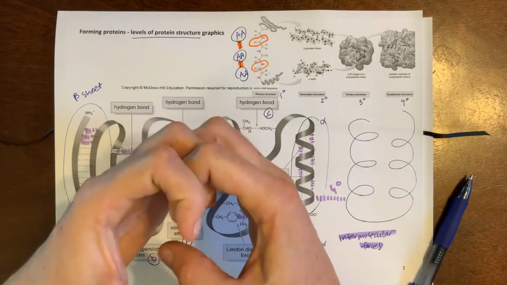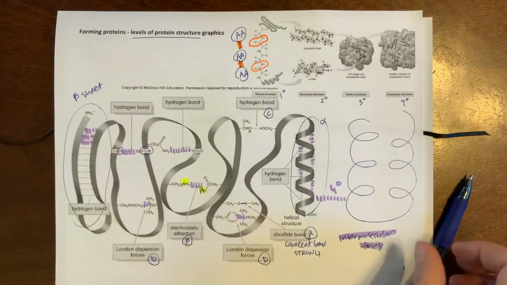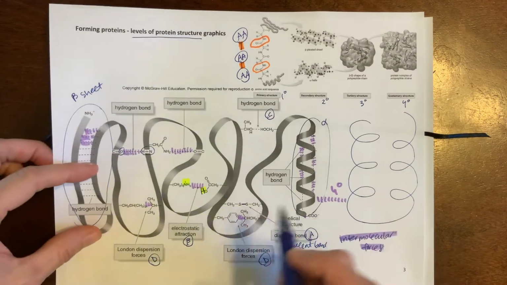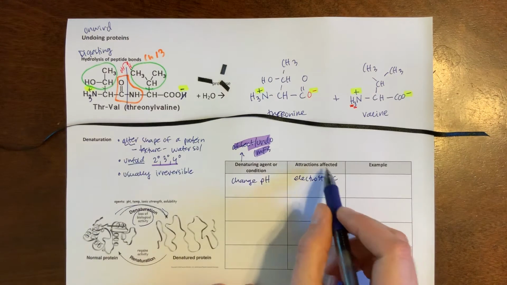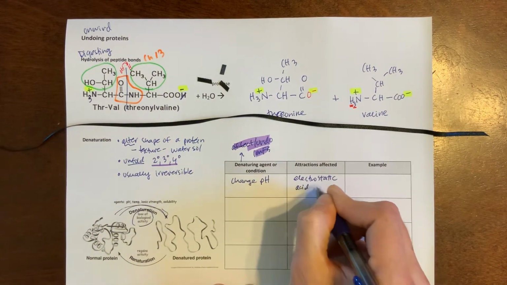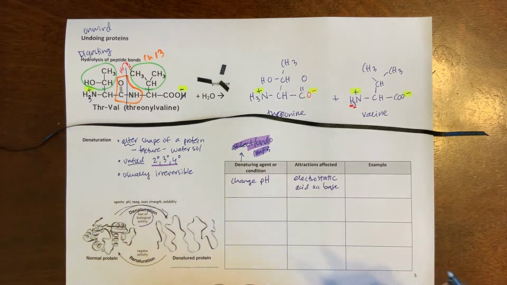And where this might have been really tight before, now it just loosens a little bit because the attraction is weaker, and that starts to unfold the protein and reduce its function. So if I lowered the pH, this attraction would become weaker. So electrostatic attractions are affected by a change in pH. Remember, electrostatic attractions were between acids and bases, so they're going to feel the impact of a pH change the most.